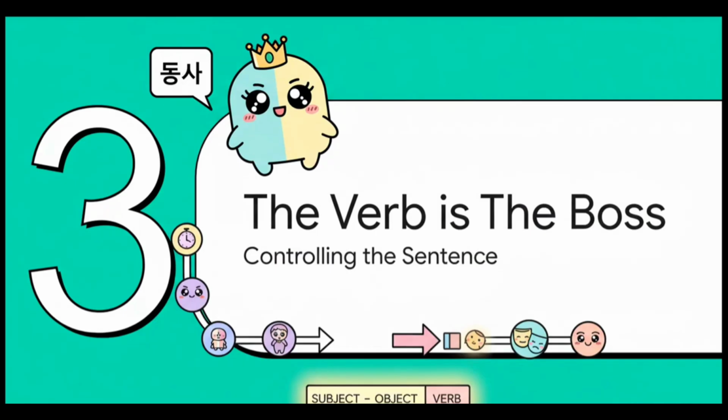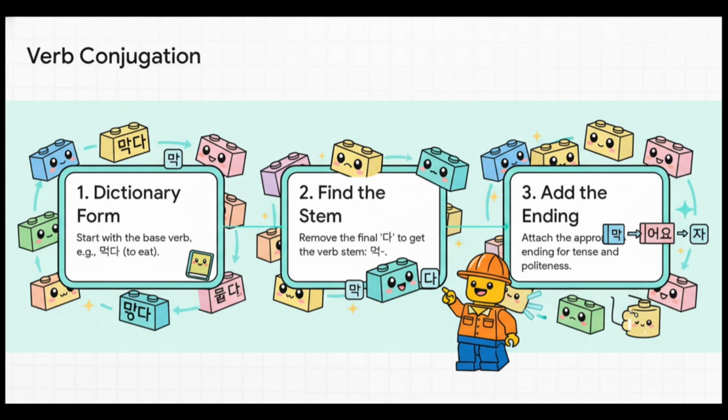And this brings us to our next huge idea. In Korean, the verb isn't just hanging out at the end of the sentence. It's the boss. It rules the entire sentence, by changing its own form to show tense, politeness, and even the mood of the conversation. And changing it, or conjugating it, is a really simple three-step process. First, you start with its dictionary form, like 먹다, which means to eat. Second, you just chop off that final 다 to get the pure verb stem, which is 먹. And third, you just snap on the ending you need. It's basically like building with Legos.